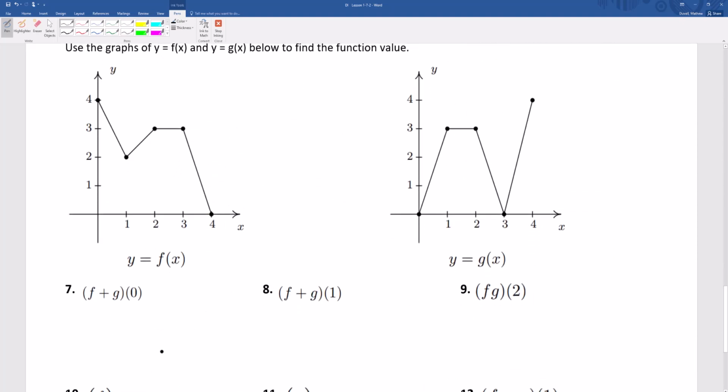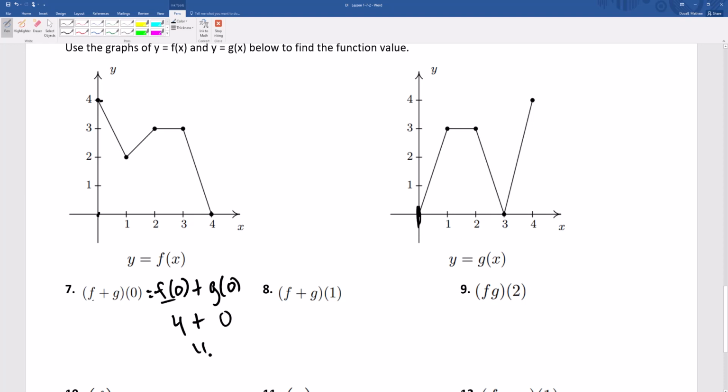It says use the graphs of y equals f of x and y equals g of x below to find the function value. Okay, so this says find (f + g)(0). So this is the same as f(0) + g(0). Remember, we got to break it into its components. So what is f(0)? So go to 0, that's 4. What is g(0)? So at 0, my g is 0.